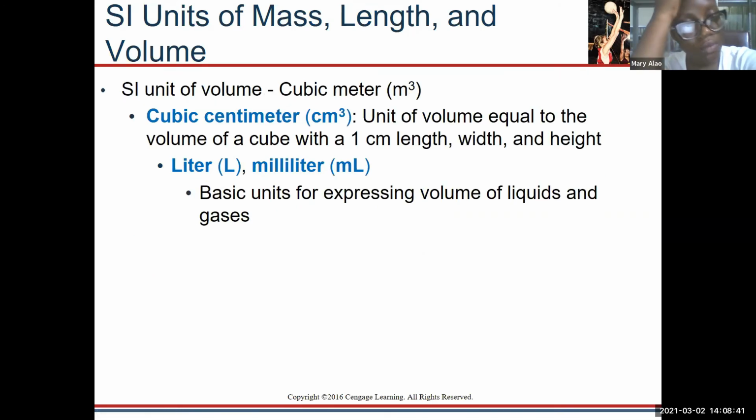Okay, so we also talk about volume. There's a couple of ways that we can do volume. If we're talking about SI units, we can use cubic centimeters, CCs. Any of you used to watch Grey's Anatomy, or House, yeah, exactly.